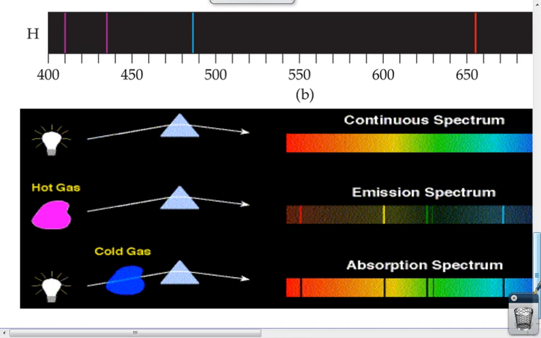Why is fire yellow? Well, okay, let's talk about that. Why do you think fire is yellow?